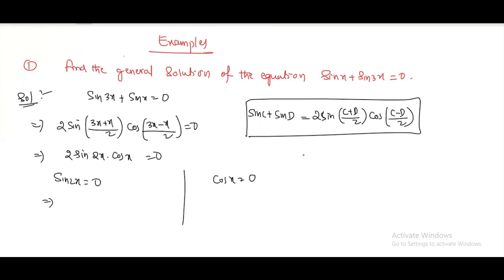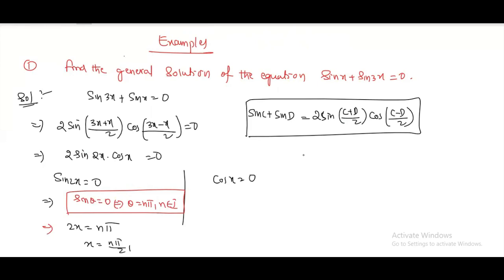So sin 2x is 0 means, what we learned just now, when sin theta is equal to 0, theta is equal to n pi, where n belongs to integers. So according to this, I can write 2x is equal to n pi, from where x is equal to n pi by 2, and n belongs to integers.